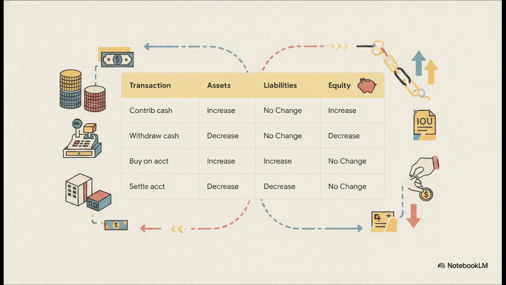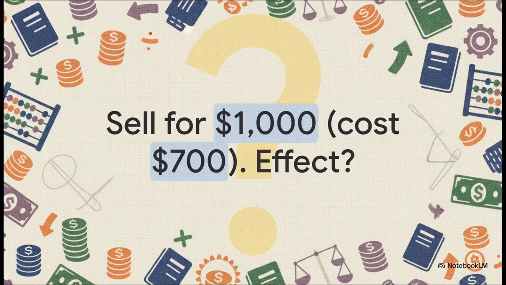Simple. Now, what if you buy $3,000 of equipment on account? Your fixed assets go up, but because you haven't actually paid for it yet, your liabilities go up by the exact same amount. Finally, if you pay off a $1,500 account payable, your cash, which is an asset, decreases, but your outstanding liability also decreases. Notice how in every single scenario, the left side always matches the right side. It's beautiful, really.